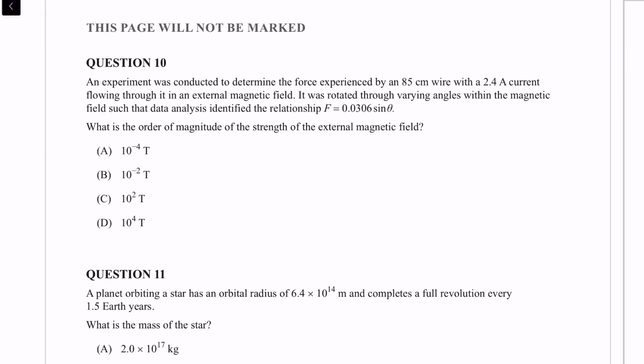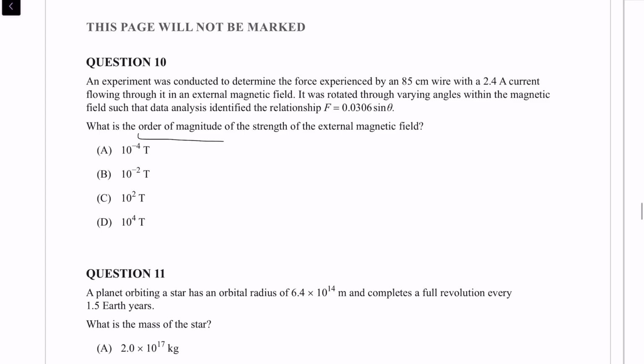Now this one was an interesting one. We never got any questions in the past for our practice that had the order of magnitude of the strength. And I really just took an educated guess, and just relied on what my graphics calculator told me as what the value would be in scientific notation. Okay, so anyway, an experiment was conducted to determine the force experienced by an 85 centimeter wire.